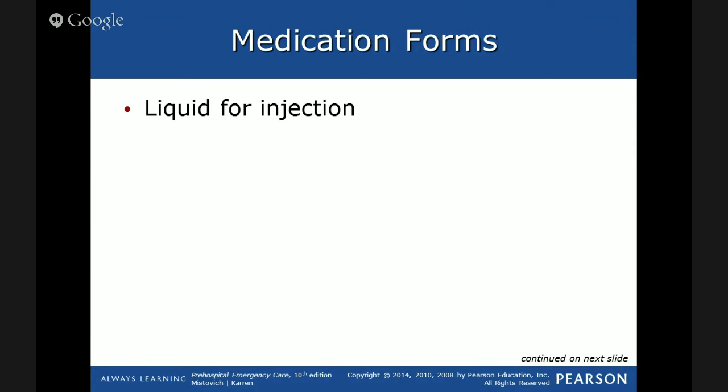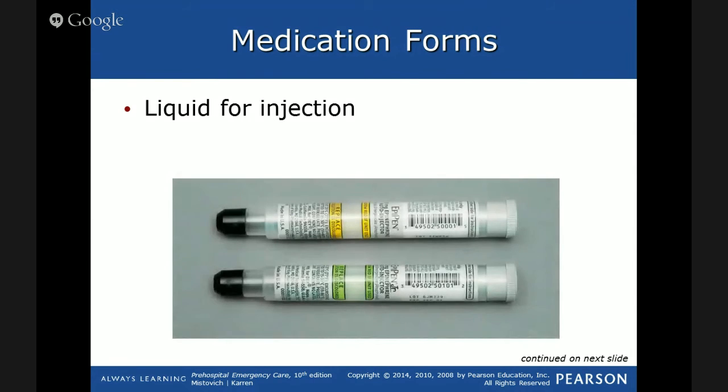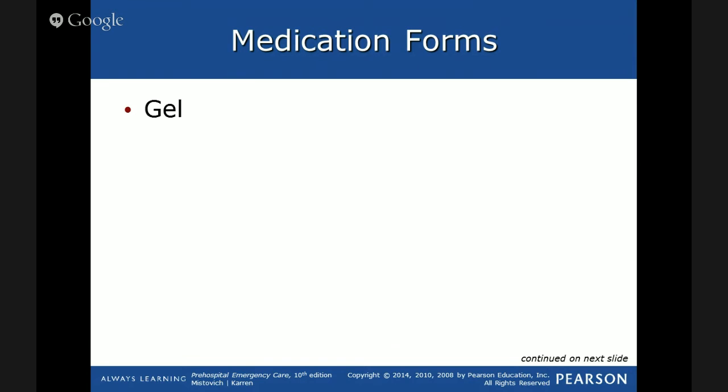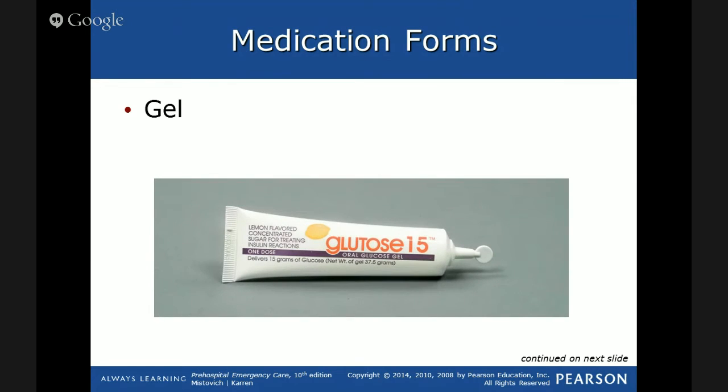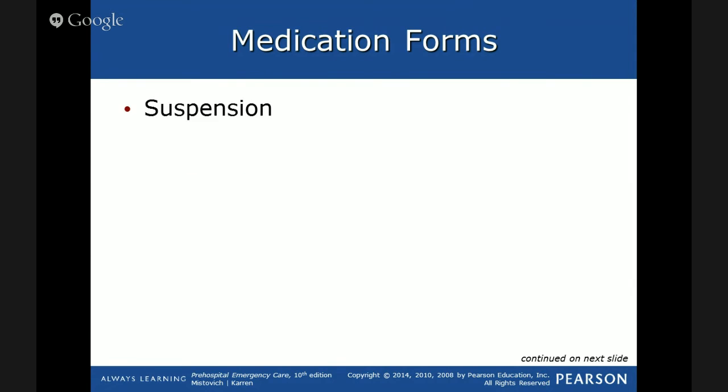So liquid for injection. Which one of our drugs comes in liquid for injection? Epinephrine. So it comes in a liquid form. We inject it either via intramuscular or IV. Which one comes in a gel form? Glucose. And how do we give glucose? On the tongue, in the mouth, swallow it, cheek, swish it around. Oral would be the technical answer for that one.